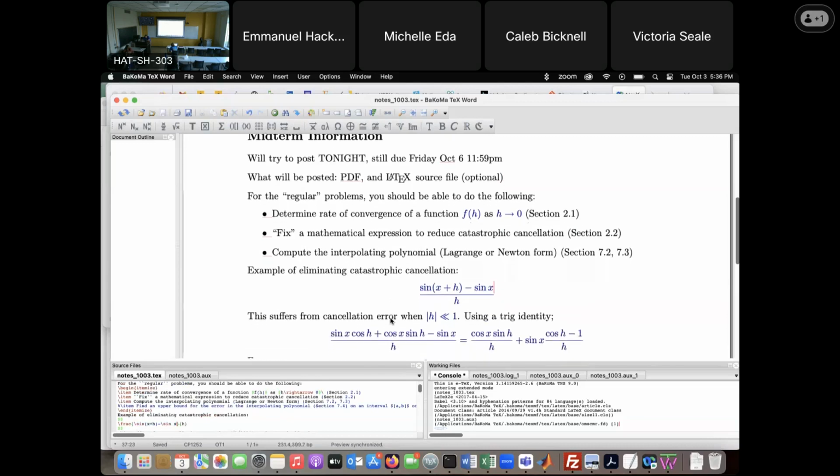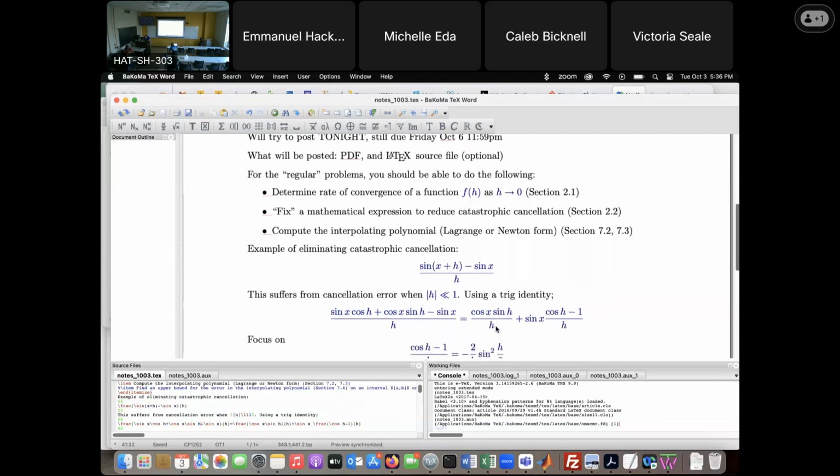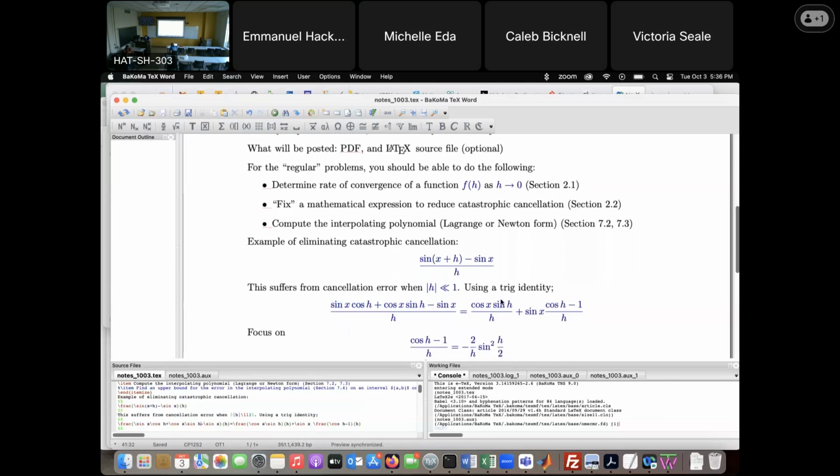So what you can do is rewrite this numerator using a trig identity. Now, if I use the trig identity for the sine of a sum, then I get this, and then I can break it up into two fractions. So I have cosine x sine h over h. There's no subtraction here. And then I have plus sine x times this fraction right here.